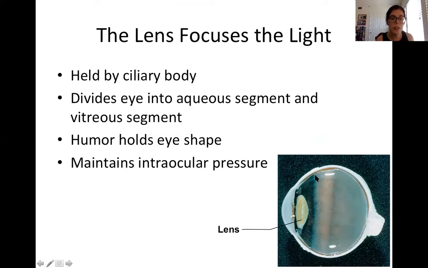And the humor is what helps hold the eye in its perfect round shape. And it's going to maintain our intraocular pressure. So we want the pressure on the vitreous side to be the same as the aqueous side. Otherwise, the eye will bulge and there'll be pain, and we'll talk about the diseases that. So again, the humors help the eye keep its place, and you want them to be equal, and the lens is going to focus the light onto the back of our retina.